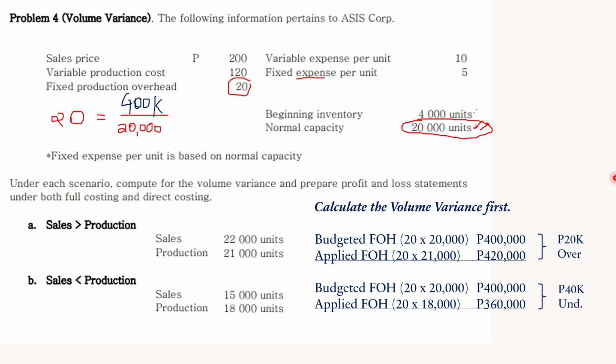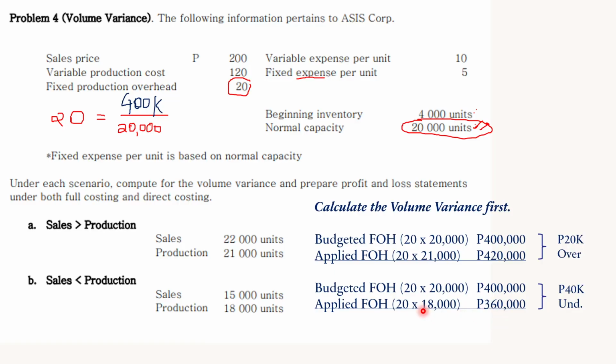Okay. Anong gagawin natin sa mga volume variance na to? Ipapang-adjust natin ito sa cost of goods sold. In scenario A, nasobrahan yung pag-apply, bawasan yung cost of goods sold. In scenario B, kulang yung pag-apply, idadagdag yan sa cost of goods sold. Okay?